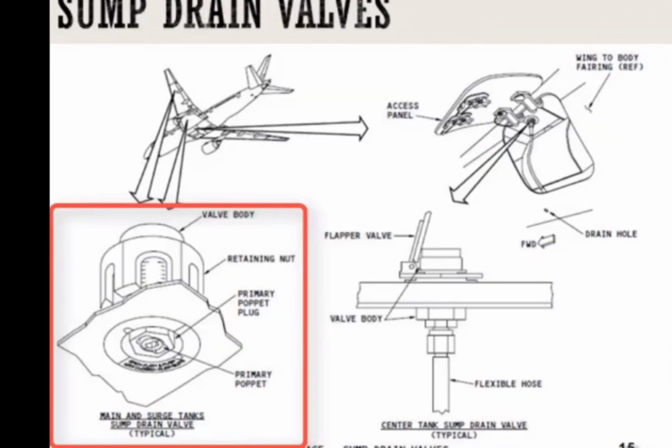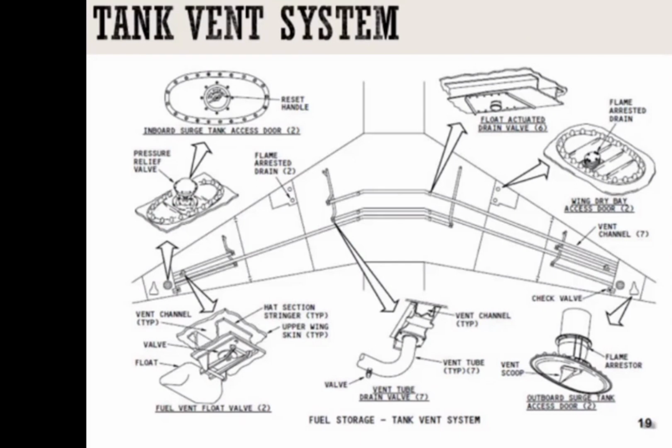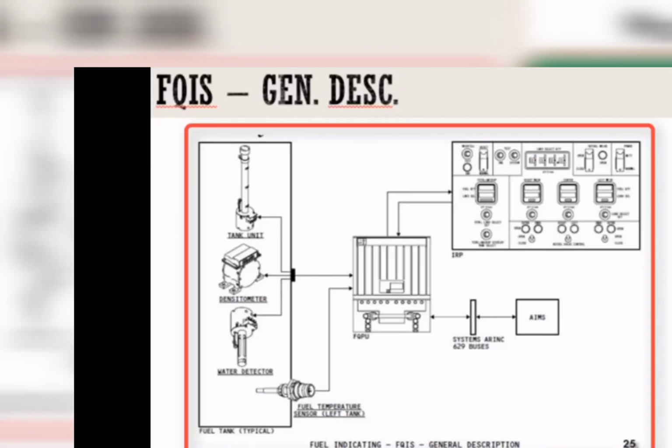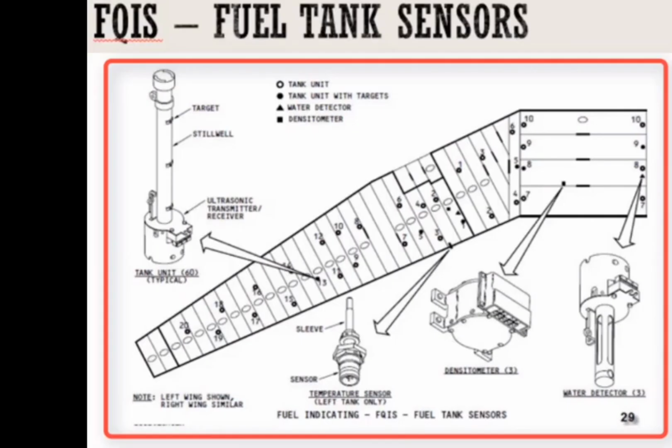Now these are the surge tanks, with some drain valves and everything, in both surge tanks, then the access door, then the right actuator, then float actuators, then the wing dry bay where there is no fuel. The dry bay is a certain area where there is no fuel. Then this is the fuel quantity indicating system, and the sensors that they have inside and where they are located.